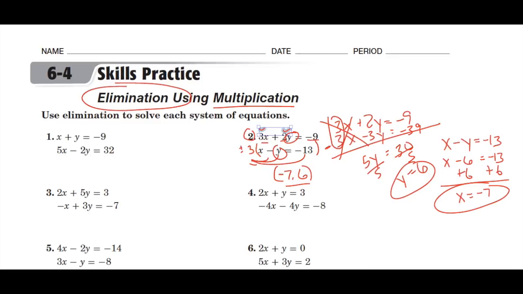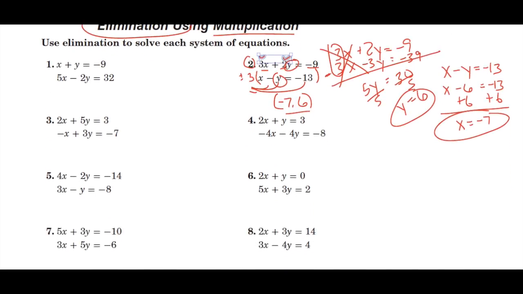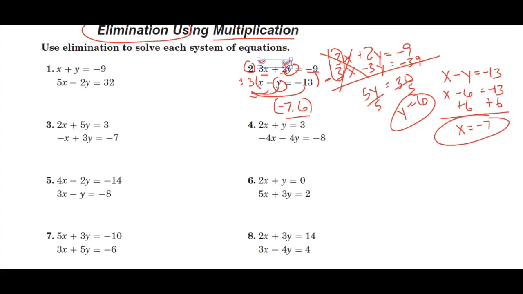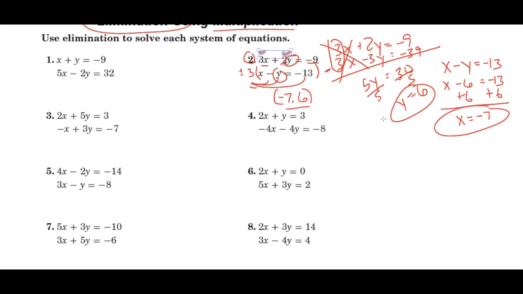I'm going to try one more here, and I'm going to have you try some on your own. Okay, look at number 8. Number 8, again, does not have any coefficients that match up, so we can't just right away add or subtract. We have to multiply. And in this case, we're going to have to multiply both equations by something to get a variable to be eliminated. It doesn't matter if you pick the x's or the y's.